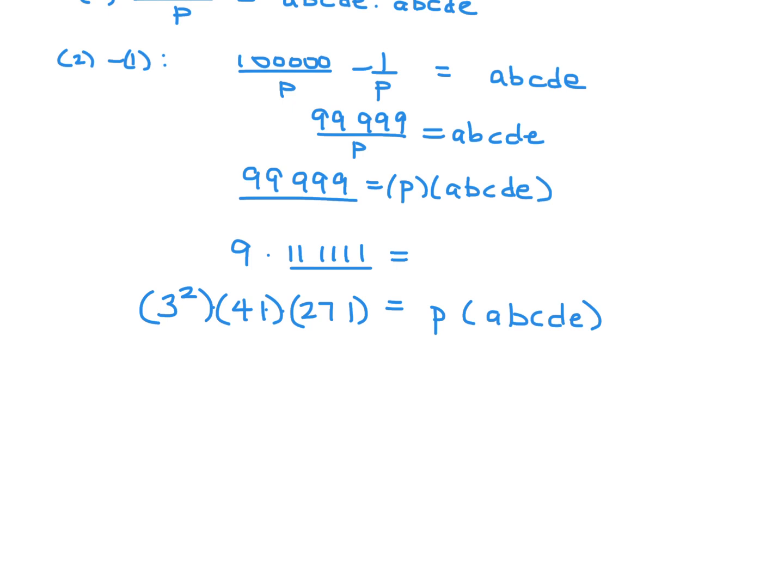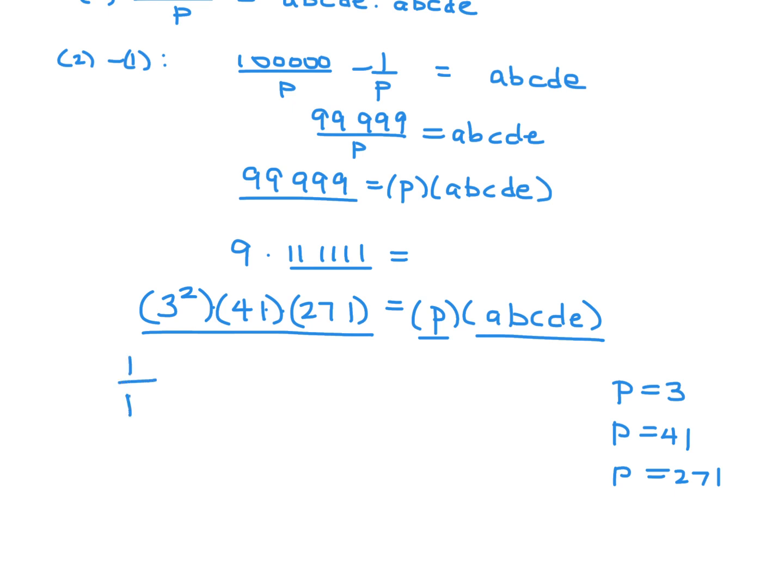Okay. So we've got p on this side and this A, B, C, D, E. So something in here is the p and all the other stuff is A, B, C, D, E. So, okay, well, what could the p be? The p could be 3. It can't be 9 because 9 is not a prime. It could be either 41 or it could be 271. And those are the possibilities. I think that's the only 3. So let's see what happens.